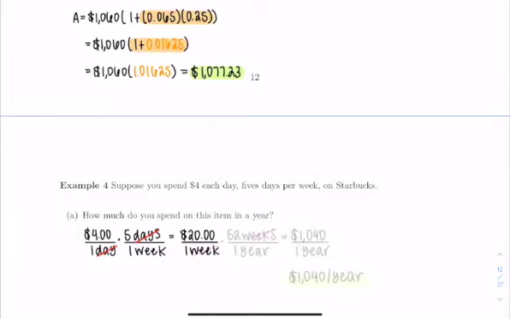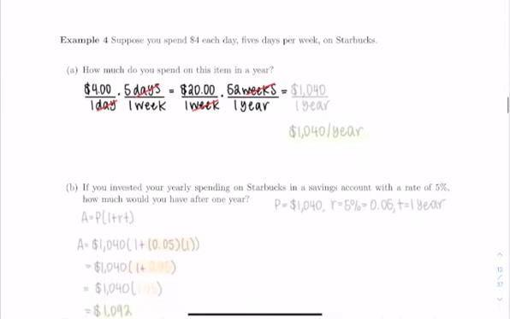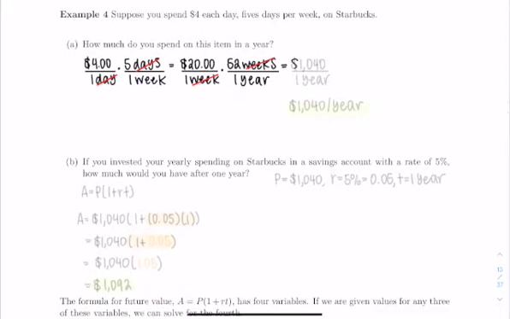But I want to know how much I spend in a year. Because there are 52 weeks in 1 year, we can figure this out by multiplying 52 weeks over 1 year with our $20 in 1 week. Again, the weeks are going to cancel each other out, so the only units left are the money and the year. Multiplying on the top, we have 20 times 52, which gives me $1,040 in 1 year.